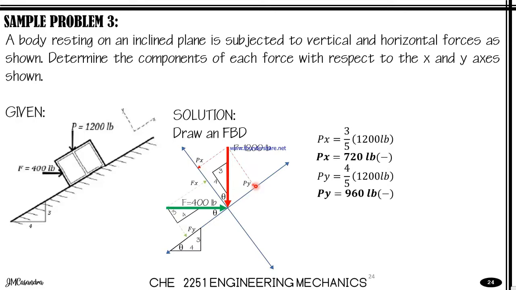And then let's solve for the x and y components of force F. So for the x component, it is directed to the right, or upwards along our incline, so to the positive x, and for Fy, it is directed in the negative direction. So for Fx, it will now be equivalent to 4/5 times 400. So this will give us 320 pounds.